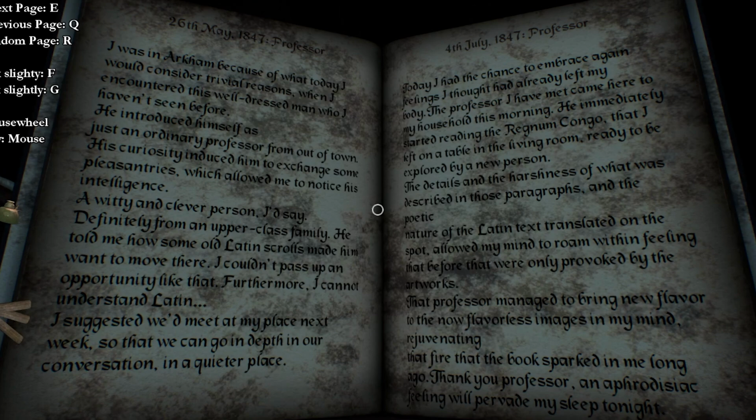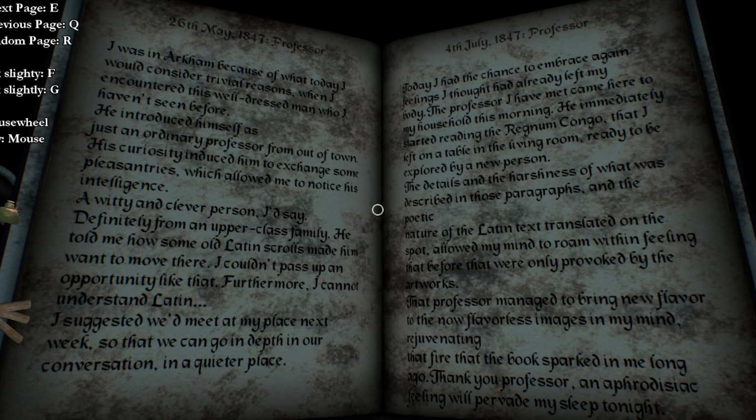He told me how some old Latin scrolls made him want to move there. I couldn't pass it up, an opportunity like that. Furthermore, I cannot understand Latin. I suggested we meet at my place next week so that we can go in depth in our conversation in a quieter place.